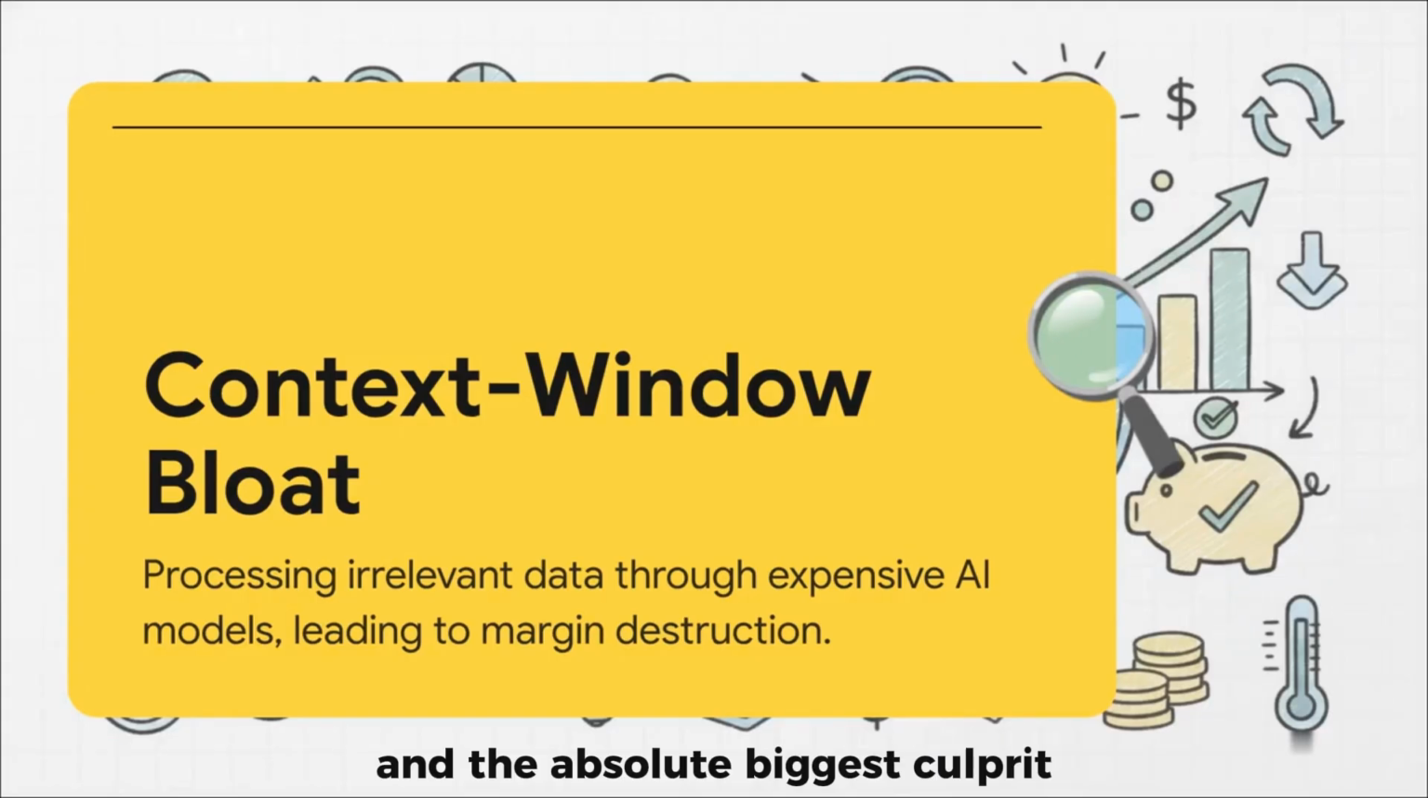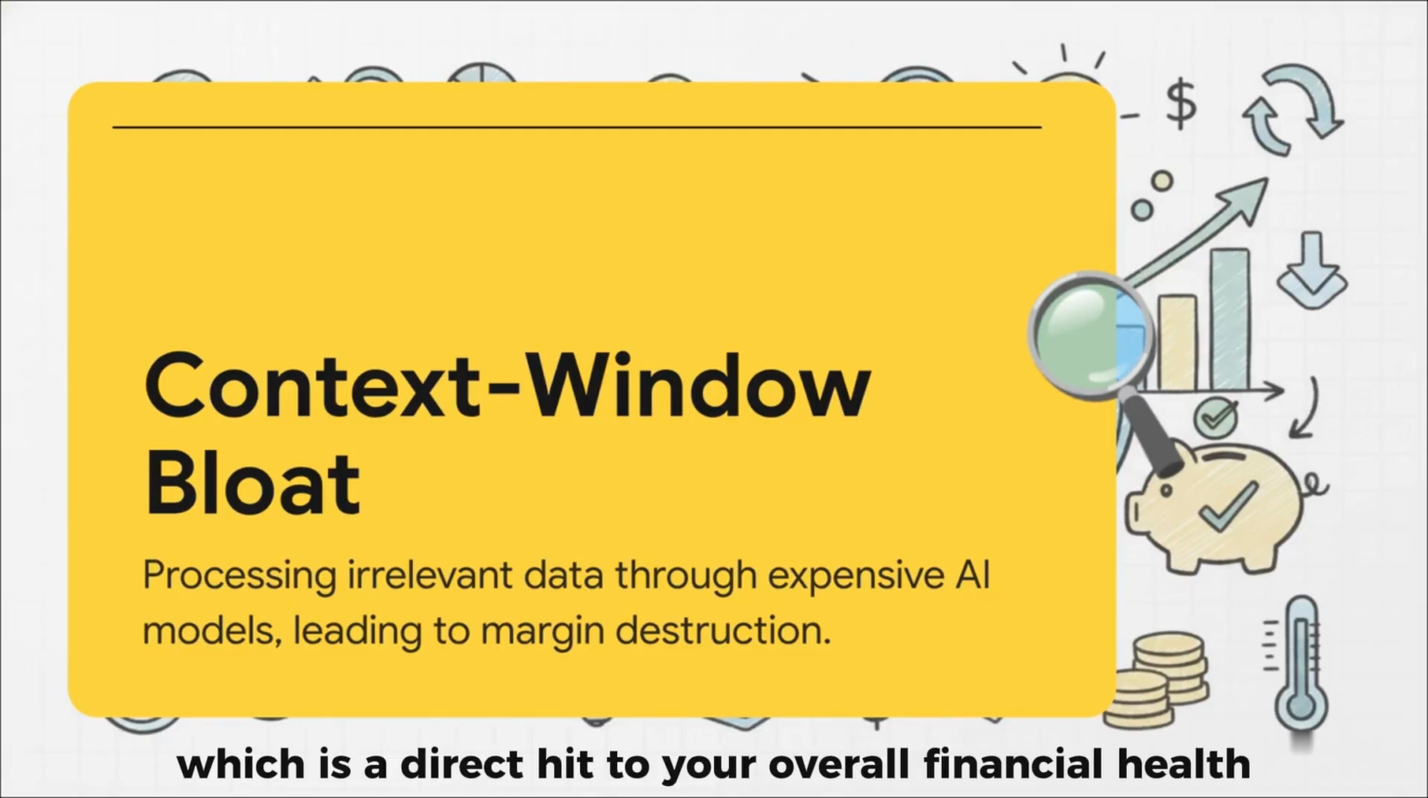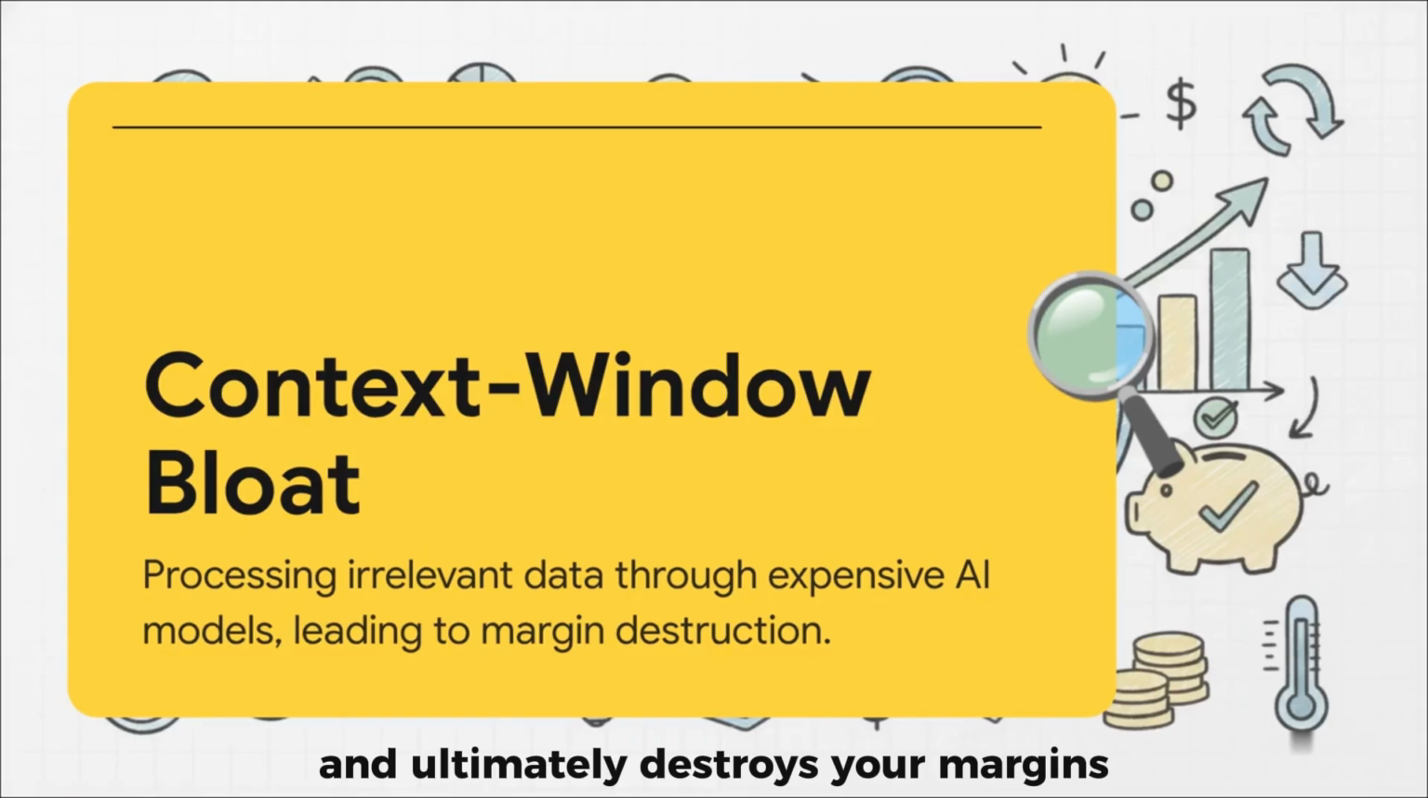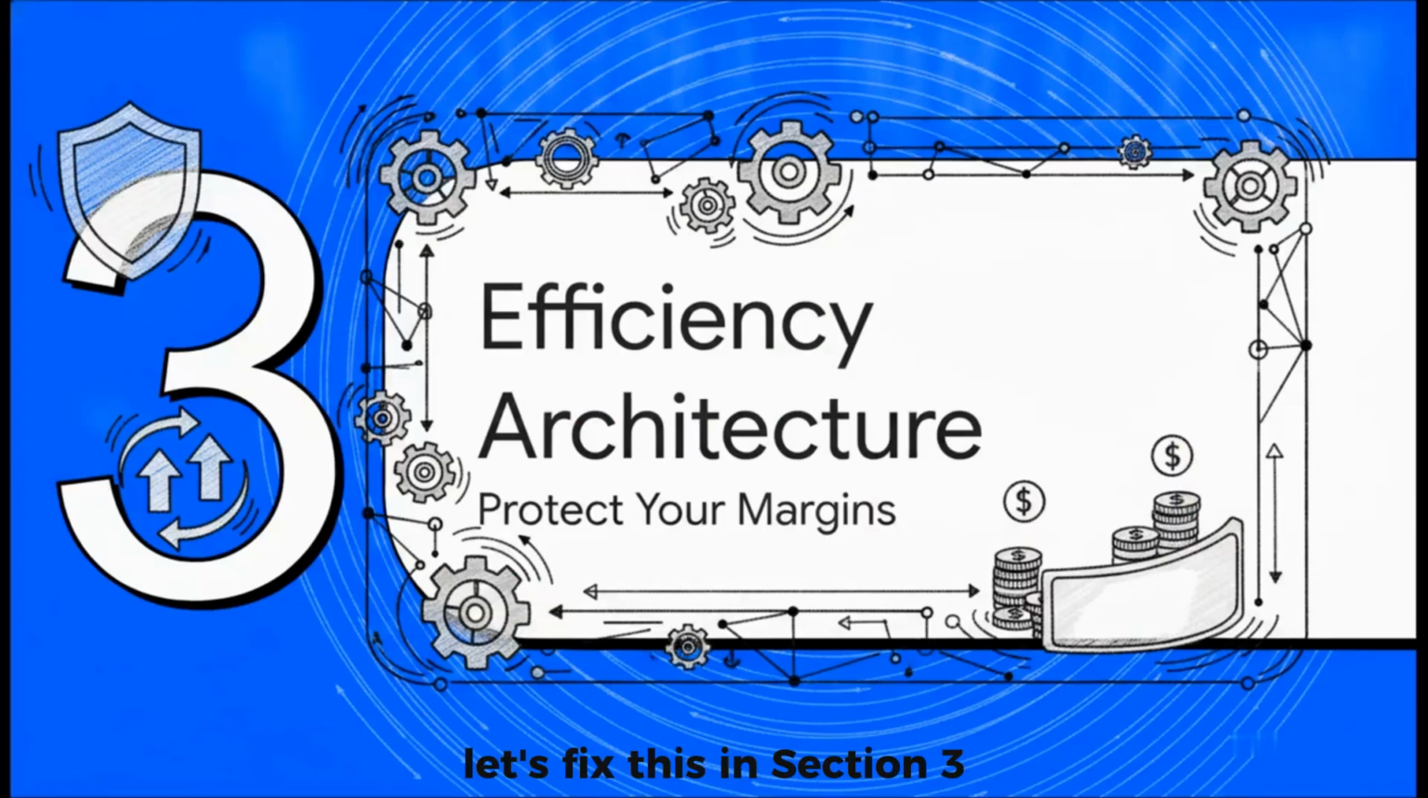And the absolute biggest culprit? What we call context window bloat. When you feed an expensive model vast amounts of unnecessary historical data just to process a super simple command, you are paying for every single token. Inputting these vast datasets leads to unnecessary token usage, which is a direct hit to your overall financial health and ultimately destroys your margins. Let's fix this in Section 3, Agent Efficiency Architecture.